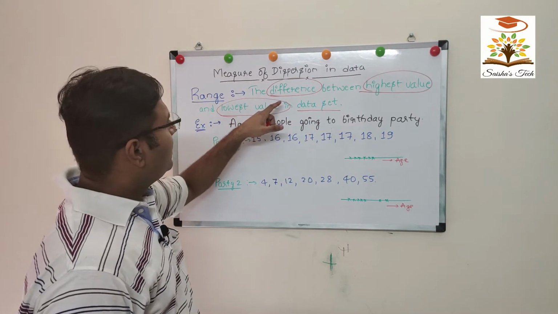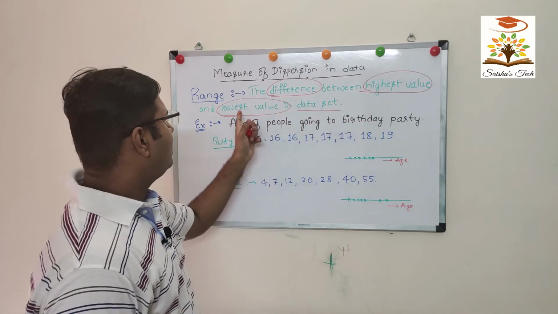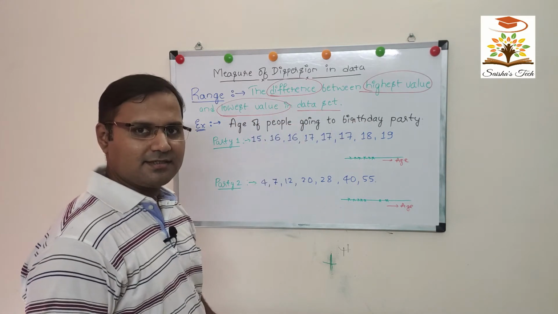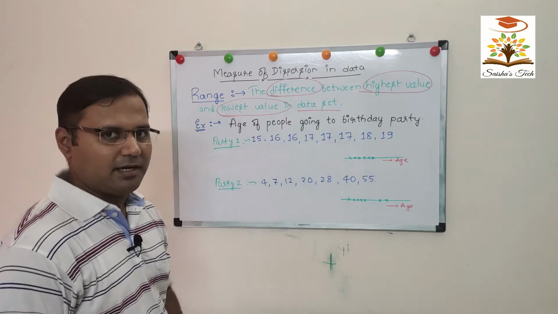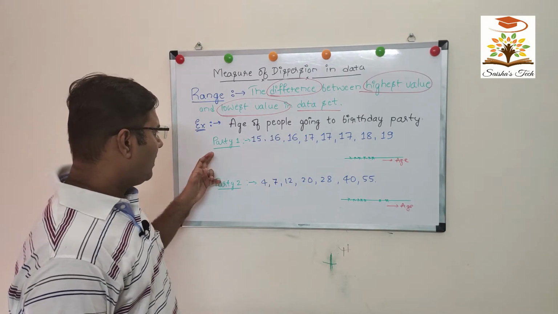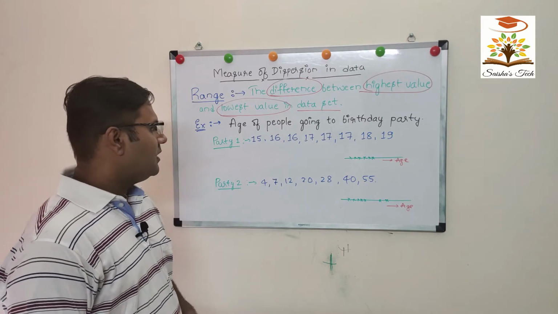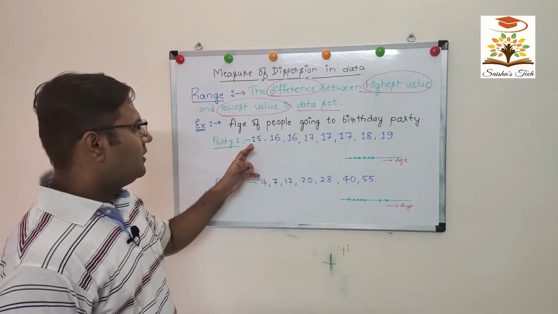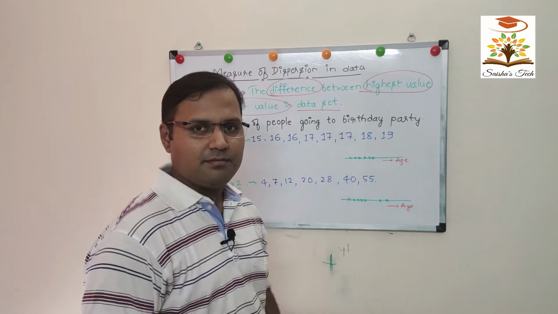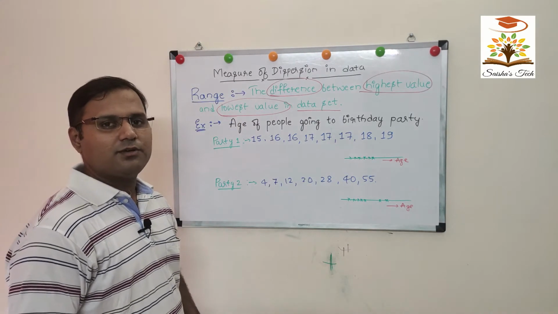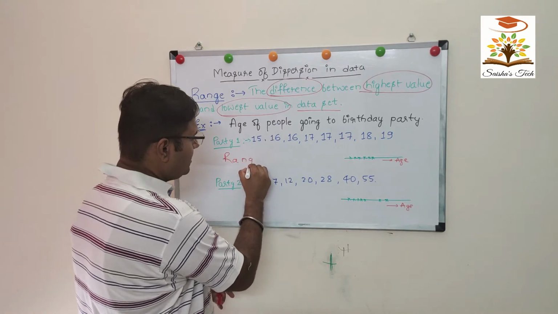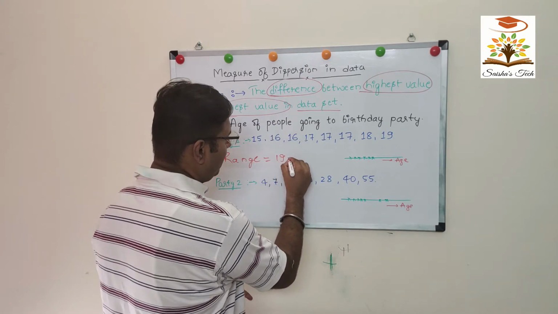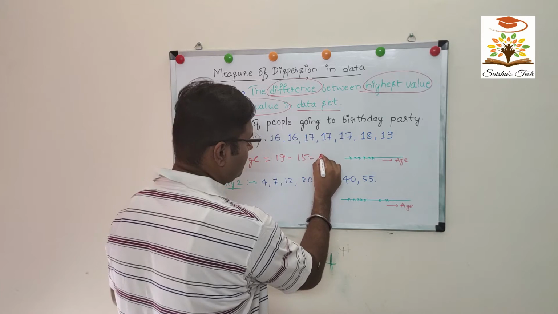Definition of range is, it is the difference between the highest value and the lowest value in the data set. Consider an example, age of the people who are going to a birthday party. There are two parties, party 1 and party 2. Party 1 consists of data ranging from 15 to 19, means all the teenagers are going to the birthday party. Hence, the range of this is 19 minus 15, that is 4.